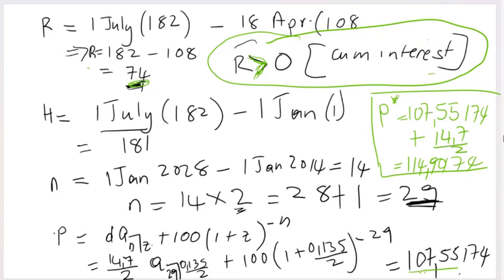Why not this one? Is it because your R is greater than 0? Is it greater than 10? That R should be greater than 10, not greater than 0. Can you check for me in your notes? Your R should be greater than 10 for it to become cum interest, I think so. So once you've got that situation, we are going to add.